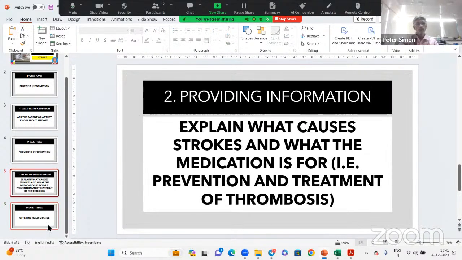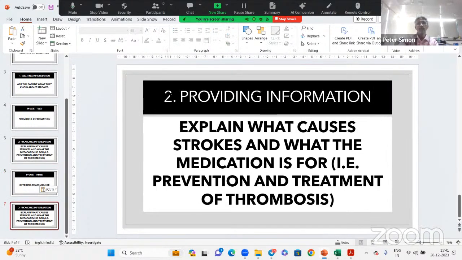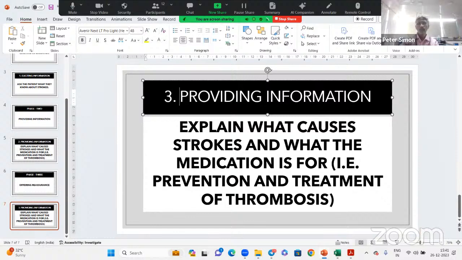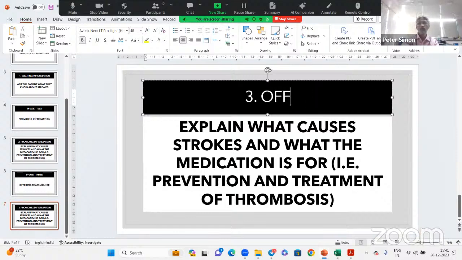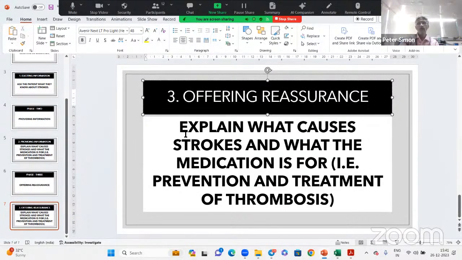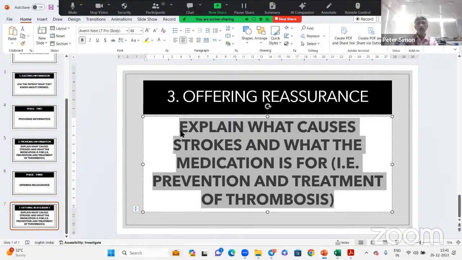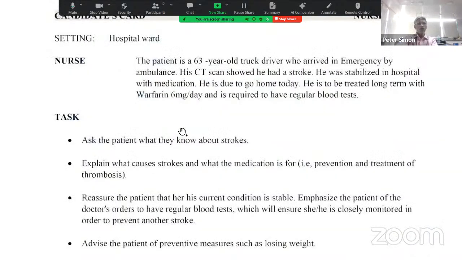So, offering reassurance. Number 3, offering reassurance. Now, what is this offering reassurance? Reassure the patient that his her condition. See here, I don't know who prepared these case notes, but here he and here his her. I told you, no? So this is not very authentic, but it's okay.